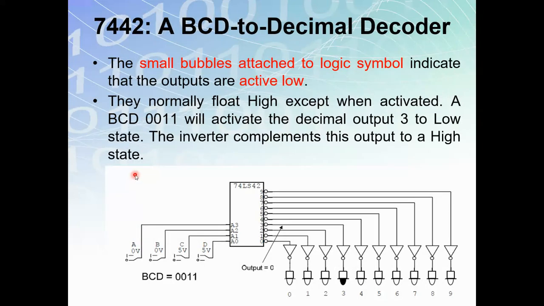Okay, so this is example of the BCD to the decimal decoder, which is 4 to 10 decoder, which has a small bubble attached to the logic symbol, which indicates the active low. Okay, so the output is normally high except when activated. Okay, so a BCD of 3 will activate the decimal output of 3 to low state.